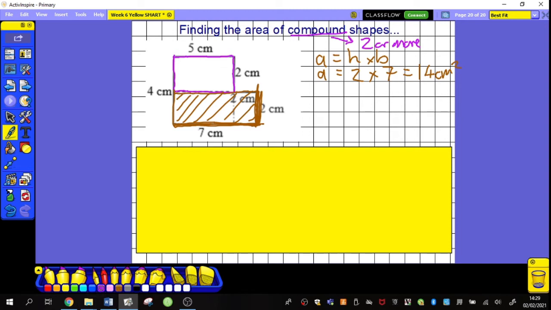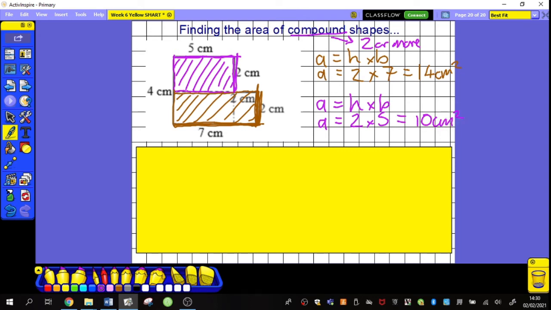Now let's go to the pink shape. So now I'm going to find the area of my pink rectangle. So area again equals height times base. Then my height here is 2. My base here is at the top, so it'll be 5. So that must equal 10 centimeters squared.